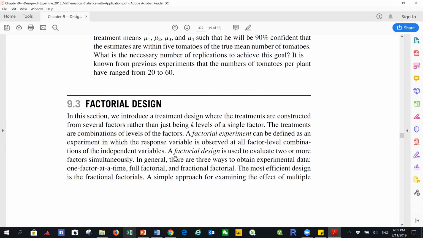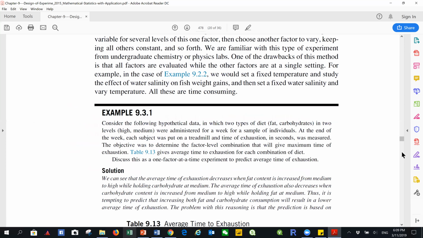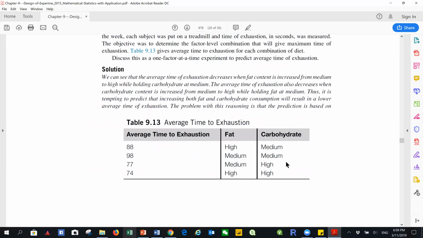In general, there are three ways to obtain experimental data: one factor at a time, full factorial, and fractional factorial. The most efficient design is fractional factorials. Let's take a look at one factor at a time.